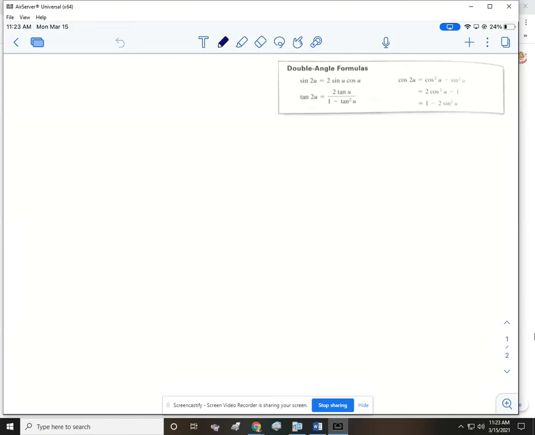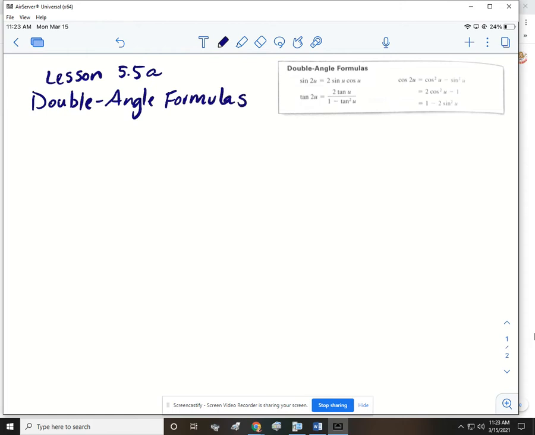Right, so we're moving on to lesson 5.5. So this is going to be lesson 5.5a. And lesson 5.5 has a lot of new formulas in it. But today we're going to talk about the double angle formulas. All right, so I have those over on the side.